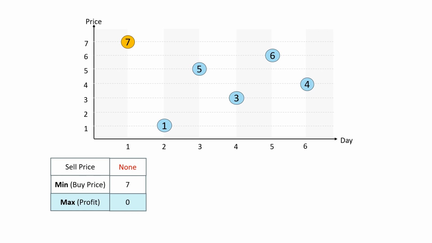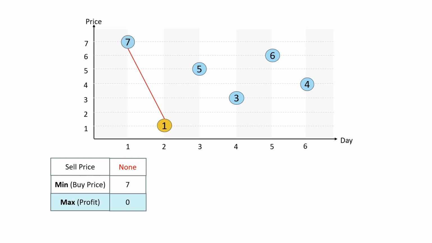But what is possible on the first day? On the first day, we can either buy the stock or completely ignore it. And we will set for that reason our minimum buying price equals to 7. The initial maximum profit here is 0 because there is no buying and selling going on the first day. Now we go to the next day.